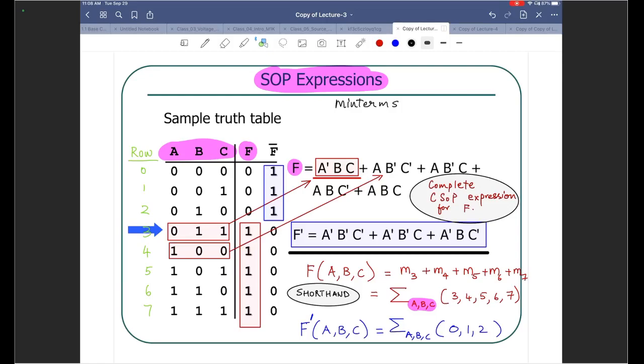So if we were working with maxterms, maxterms for F and F complement would be opposite. Yes. We will also take a look at that in just a minute. All right, so let's move forward here.